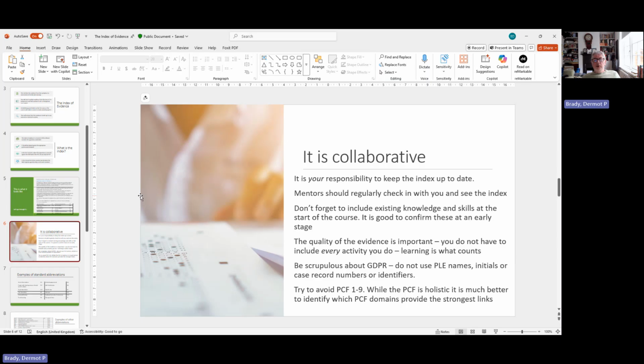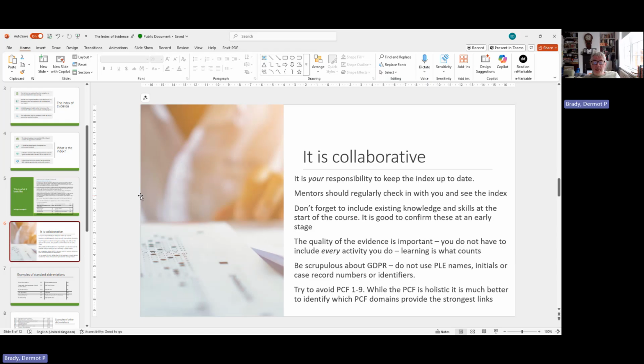At the start of the course, in the early days, some of it will be about consolidation for you. It won't be entirely new learning, as I said before, but you'll perhaps see it in a different frame, if you see what I mean. The quality of the evidence is really, really important.